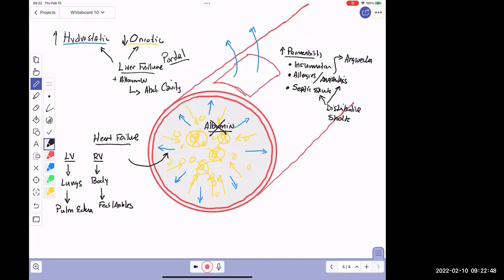And what is one of the signs of liver failure? Ascites. Ascites, jaundice? Yeah.